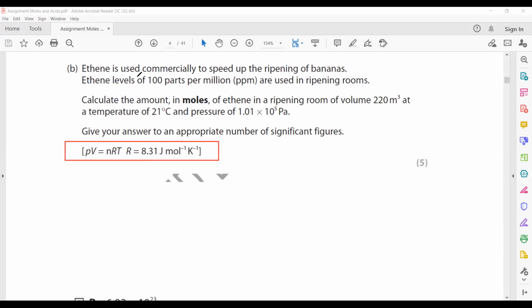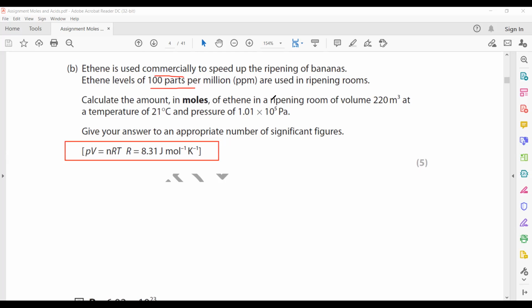So what they mention: ethene is used commercially to speed up the ripening of bananas. Ethene level is 100 parts per million. That's a unit of concentration. Like if you have 1 million particles, you will find 100 parts of ethene. Calculate the amount in moles of ethene which is ripening a room of volume 220 meter cube at a temperature of 21 degrees centigrade and a pressure of 1.01 exponent 5. Give your answer to an appropriate number of significant figures.